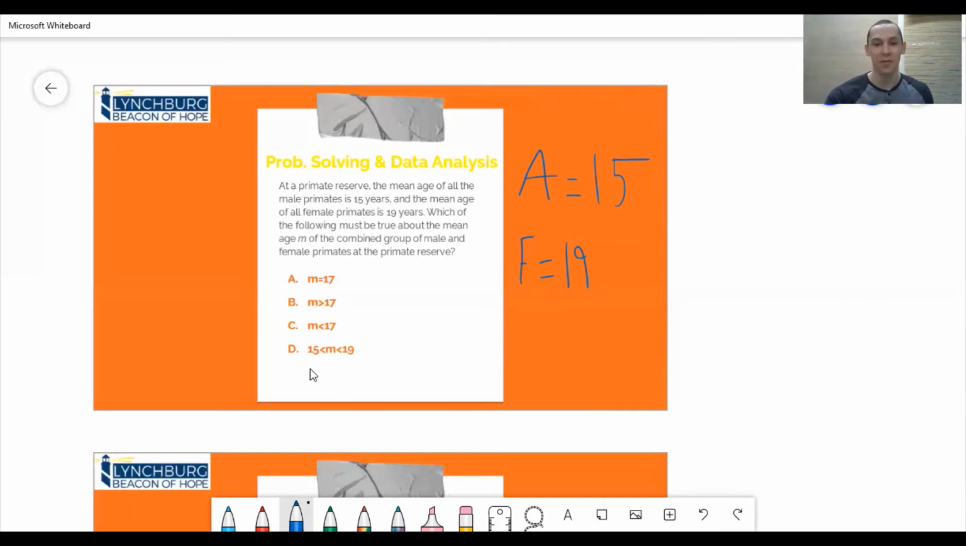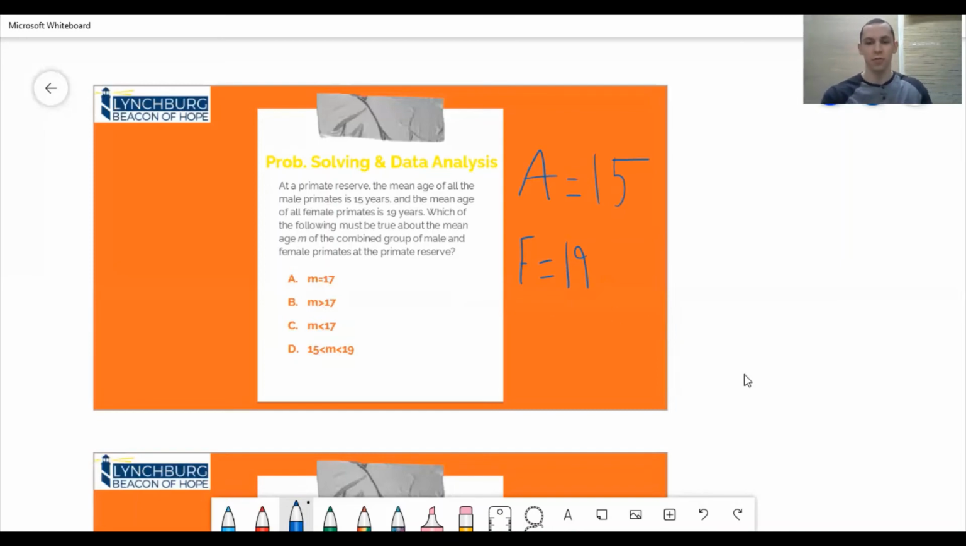So the only correct thing we can do is select this one because the problem says which must be true. Any of these three are possible, and it has to be one of the three, but we don't know which of the three it is. If we had a lot more males than females, then it would be less than 17, or the opposite case would be greater than. And if they were equal amounts, you would get this. But we don't know. So all we can say is that it has to be between the 15 and 19, since those are the two averages we have.